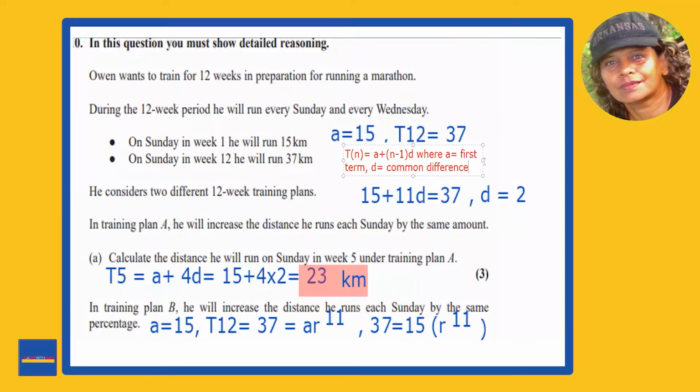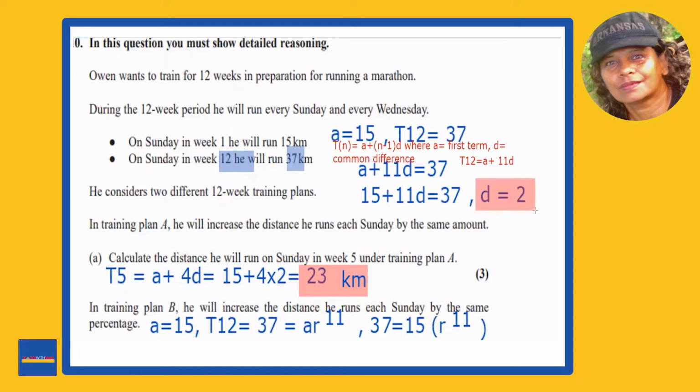So here we have the 12th term. We're given the 12th term, we're given the first term, and we know that if Tn is equal to a plus n minus 1 into d, then the 12th term, T12, is going to be a plus 11d. We've been given that the 12th term is 37. So we equate a plus 11d to 37. When we do that, we end up with d equal to 2. And that is the first part of the question, part A.